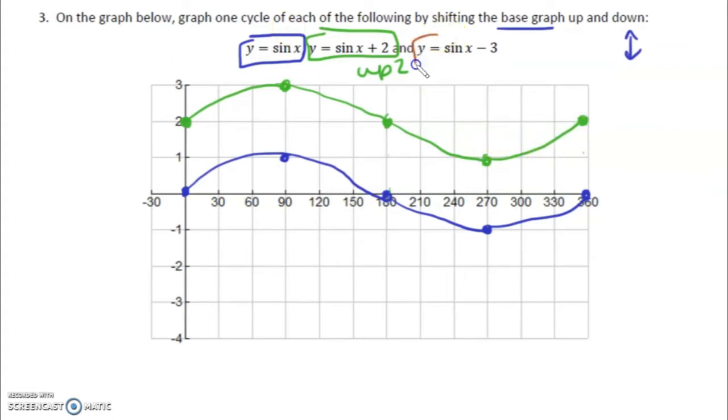Then the last one, y equals sine x minus 3, we're going down 3. Go to the original, don't start at the green one, go back to the original, which is blue, and go down 1, 2, 3. We're shifting each one of these critical points down 3.